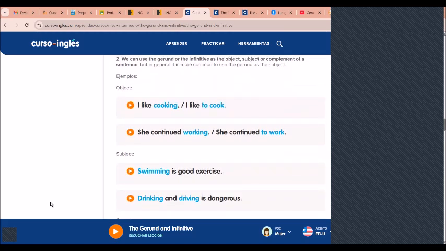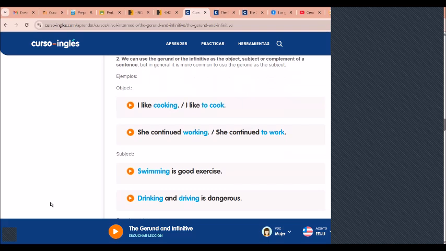Ada, let's look at how we can use our gerunds and our infinitives. Yes, we can use the gerunds or the infinitive as the object, subject, or complement of a sentence. But in general, it is more common to use the gerund as the subject. All right, keep going. Examples.